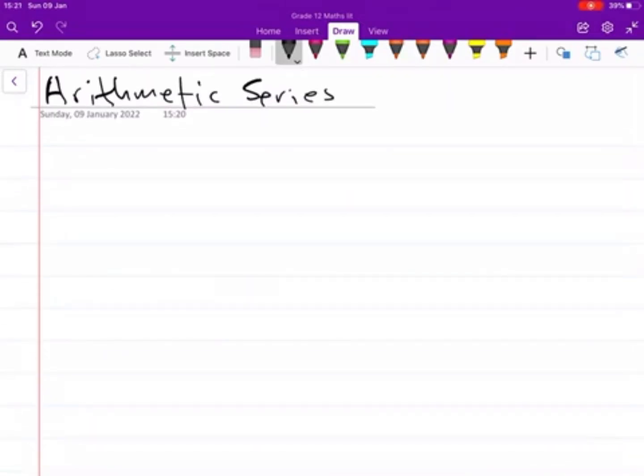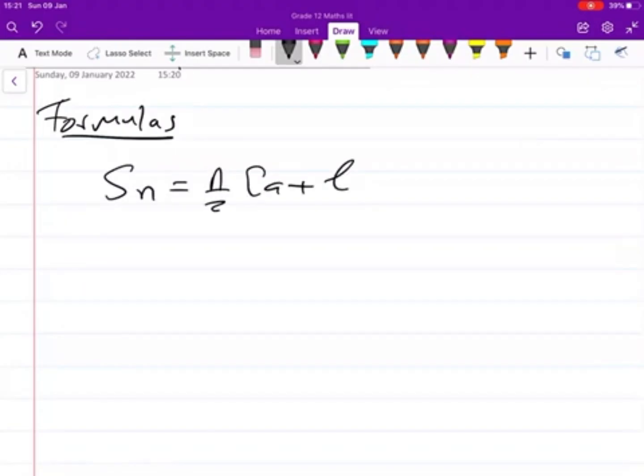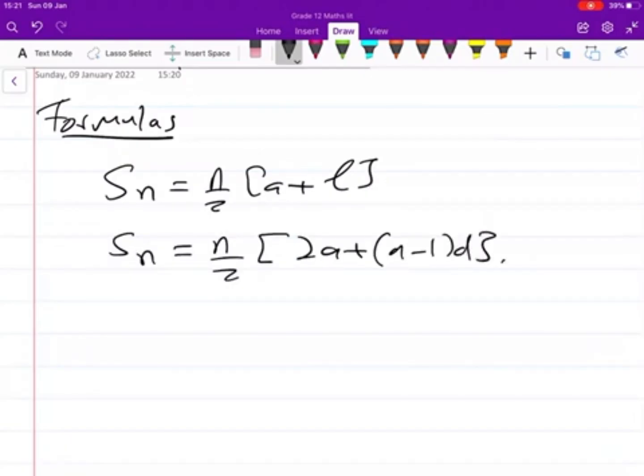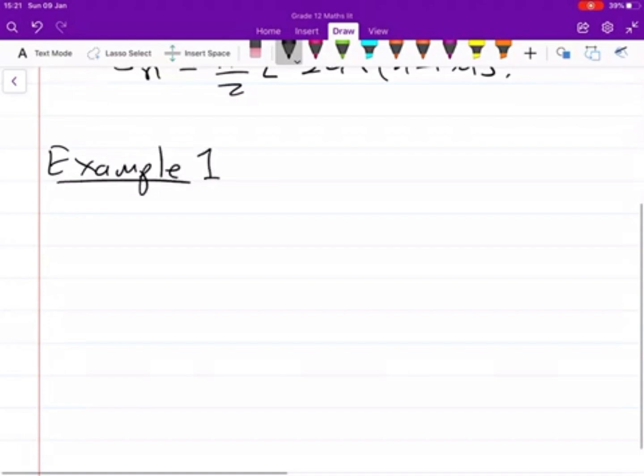Alright guys, we continue. Now you want to look at examples. Remember what you have learned in the previous video, that these are the formulas that we are going to be using to solve series that are arithmetic in their nature or behavior. Sn equals n over 2 (a plus l), and then you'll use Sn equals n over 2 (2a plus (n minus 1)d). Those are the two formulas that we're going to be using. Let us look at the first example, and this is example 1.